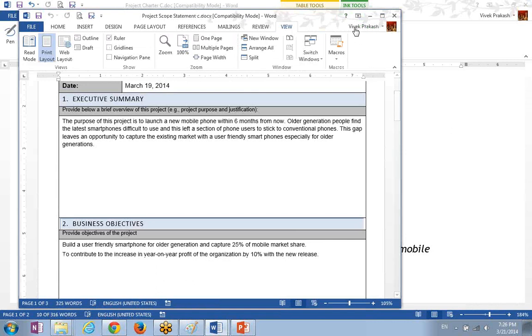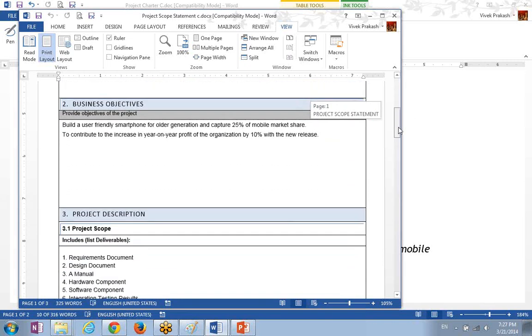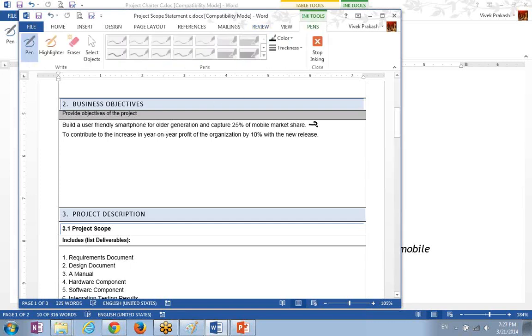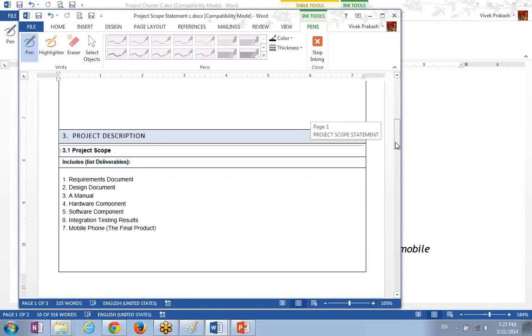Okay, let me open your scope statement. Okay, so the older generation people find the latest smartphone difficult to use, and this is the gap. This is the same, right? Yeah, that is business case, business objectives. Okay. Build a user-friendly smartphone for older generations and capture 25% of the mobile market share to contribute to the increase in the year-on-year profit of the organization by 10% with the new release. Okay, now this is good. The only thing you need to add here is the timeline. 25% within 6 months, 1 year, 2 years, 5 years. Good.